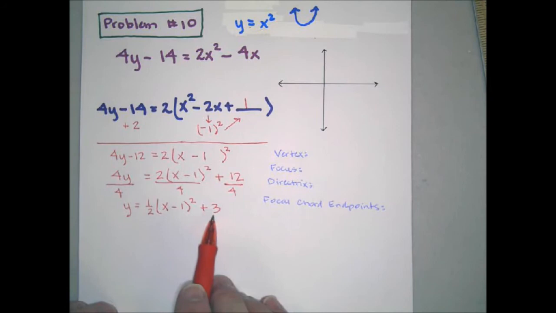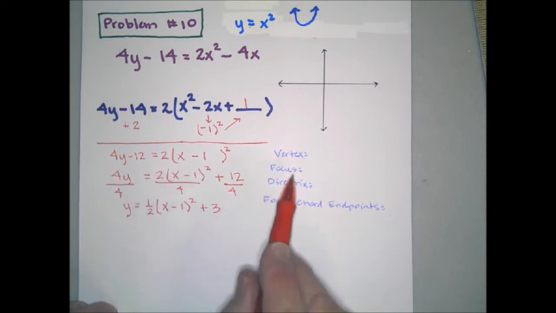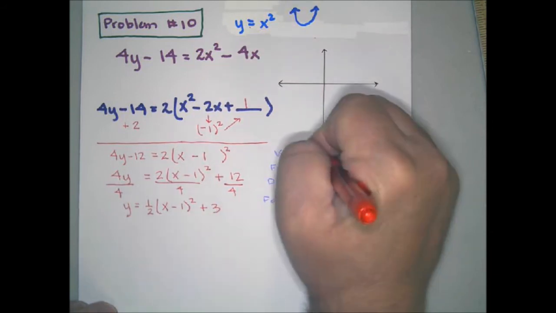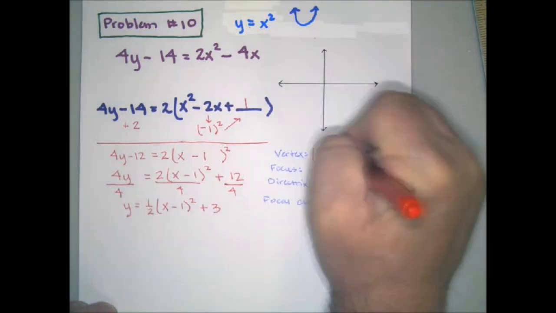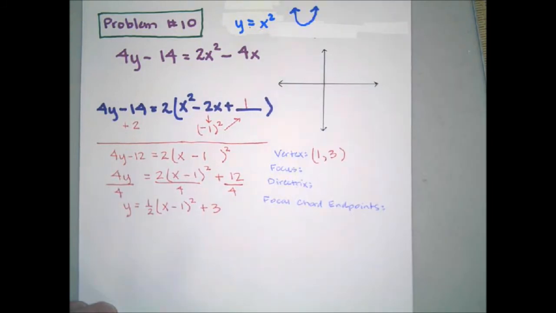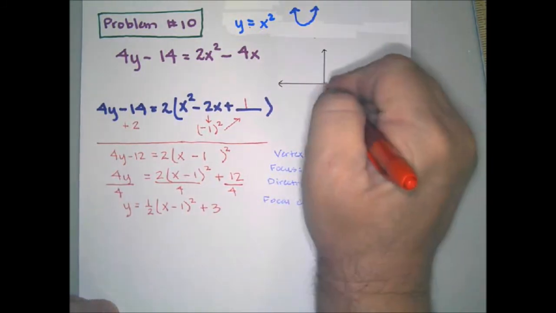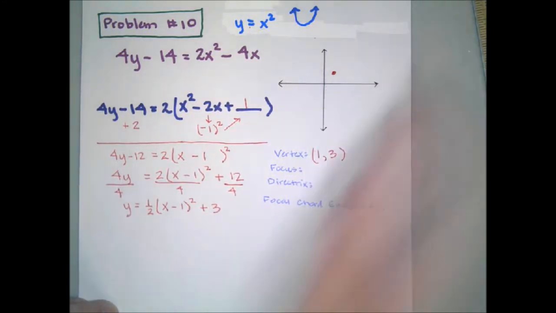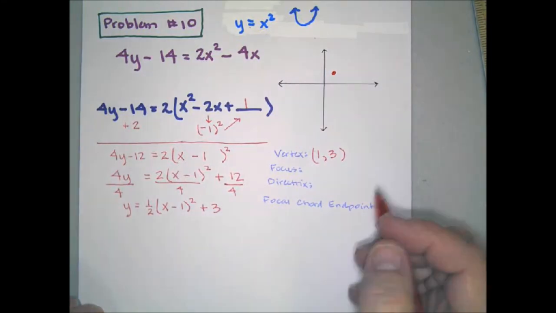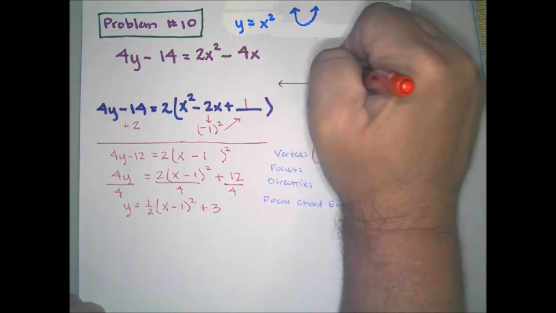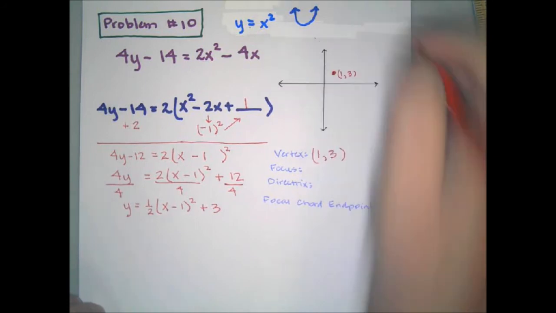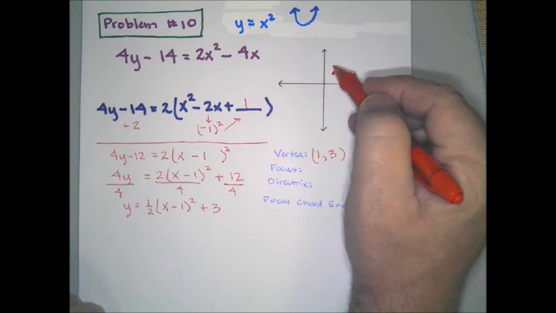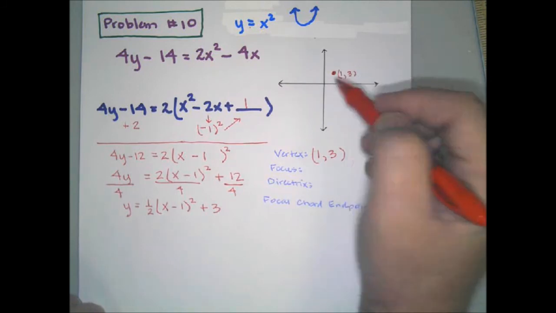And the reason I like descriptive form is because it tells me exactly what the vertex is. The vertex is positive 1, positive 3. So I'm going to go ahead and mark that vertex. 1, 1, 2, 3. So there's my vertex right there at 1, 3. Now I also know there's a focus up here and there's a directrix down there.